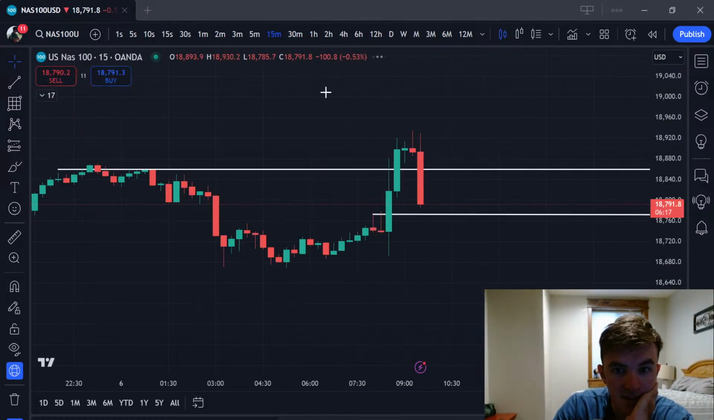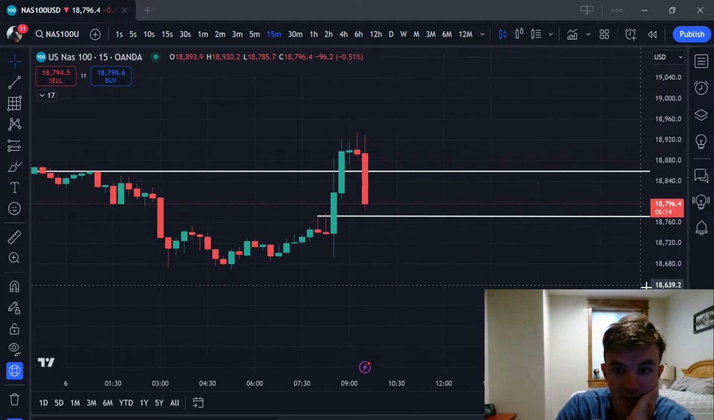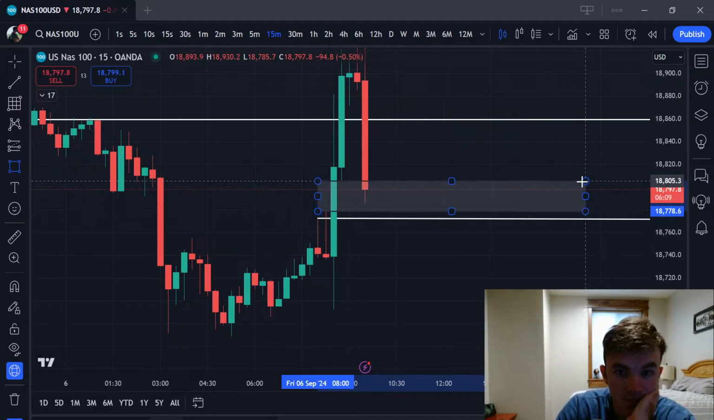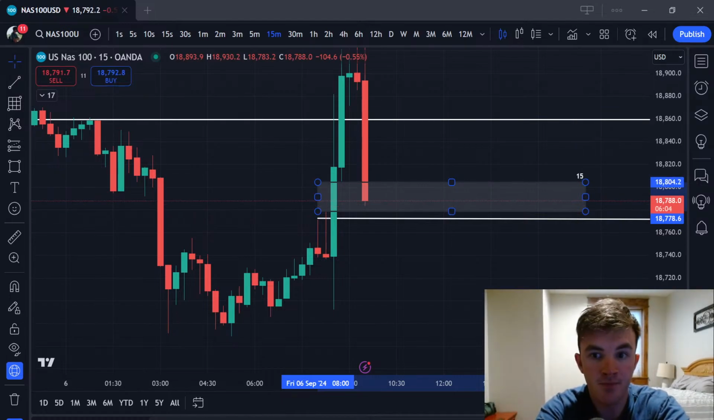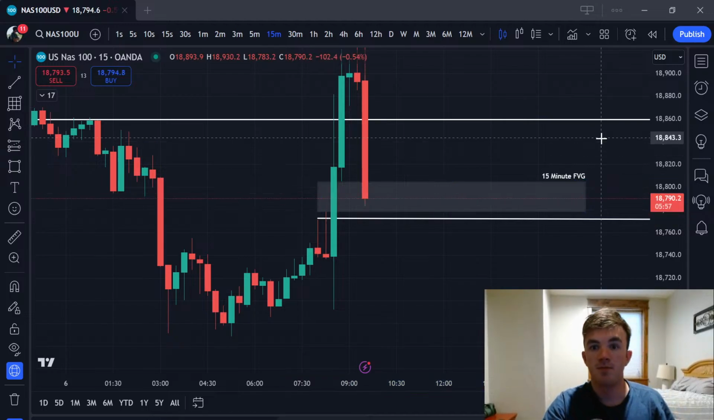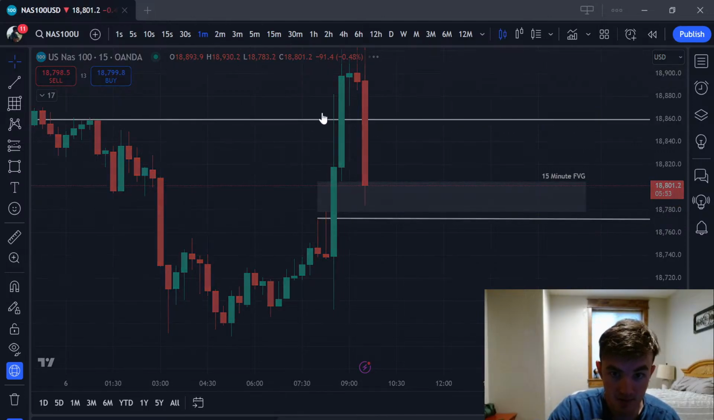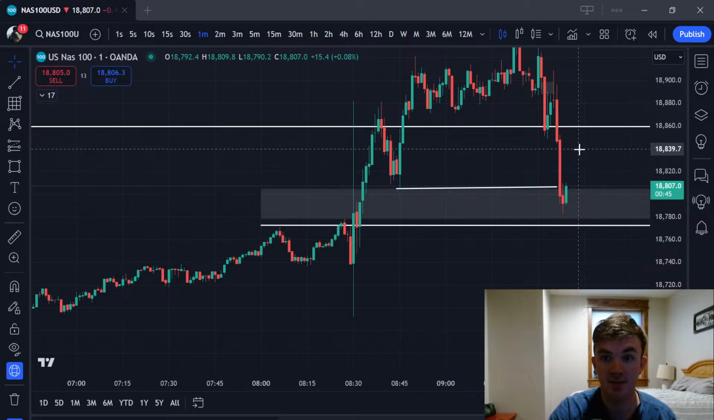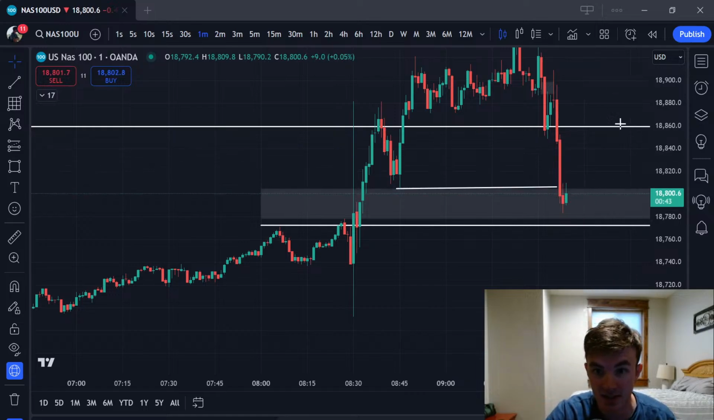And so let's see if there's any gaps. So there's a 15-minute gap right here. It's a 15-minute fair value gap. And we are looking for inverse fair value gap setups. Now, what's happening right now? We've swept this low into this 15-minute fair value gap. So if we can inverse this, now there is an external gap here.